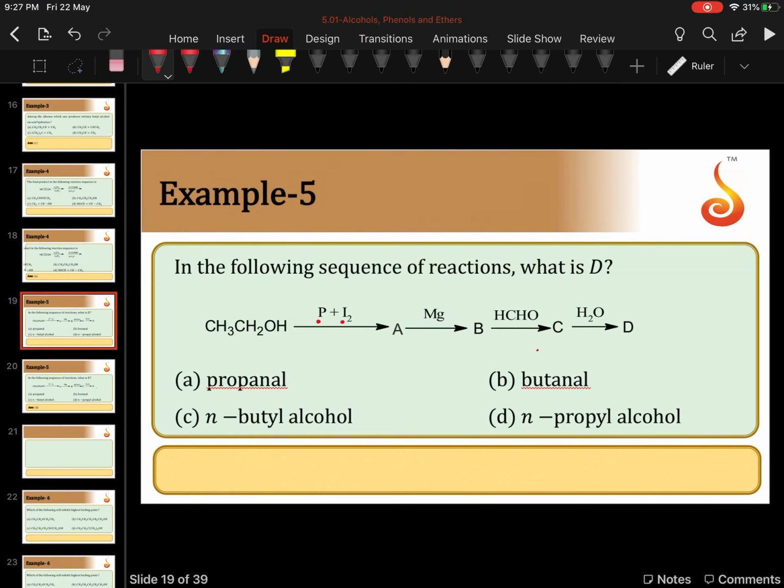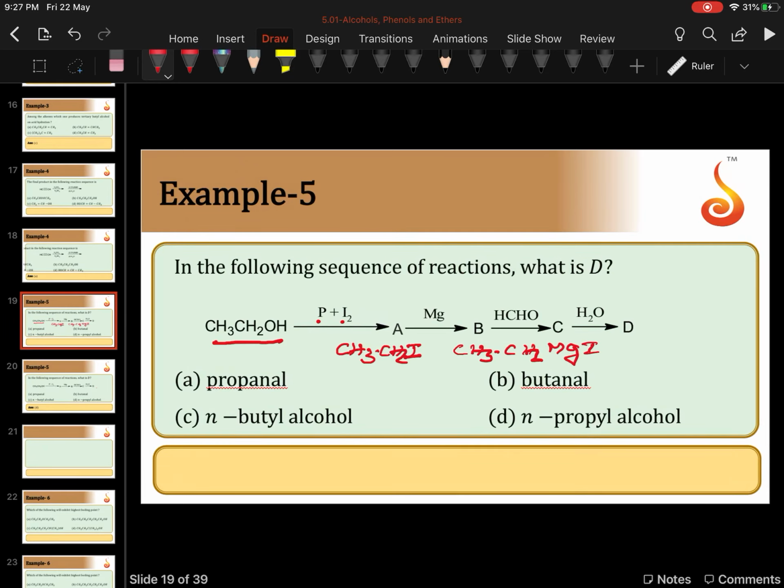In the following sequence of reactions, what is D? Here we are starting with ethyl alcohol. Ethyl alcohol, when treated with phosphorus and iodine, you will get ethyl iodide. Ethyl iodide, when treated with magnesium, you will get Grignard's reagent, CH3CH2MgI.